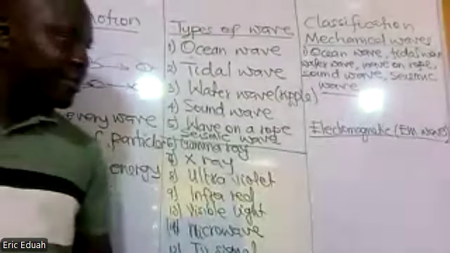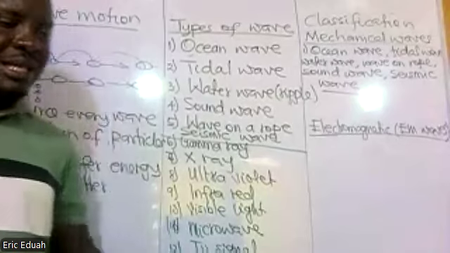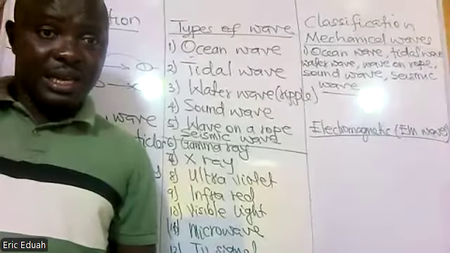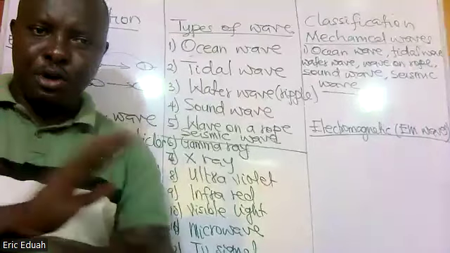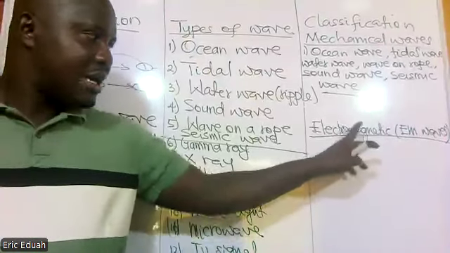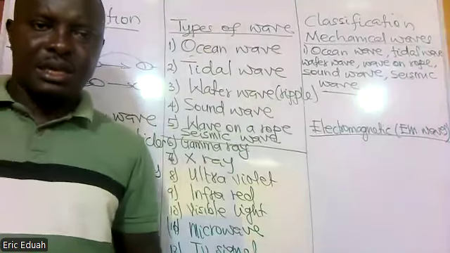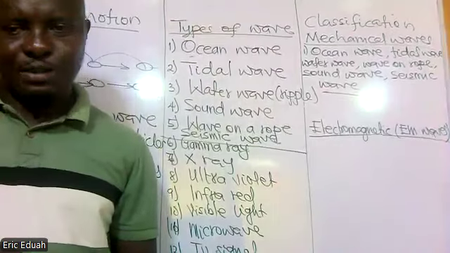Then electromagnetic. This kind of wave is termed electromagnetic because they exhibit both electrical and magnetic property. Hence, the name electro and magnetic. They exhibit electrical property as well as magnetic property.